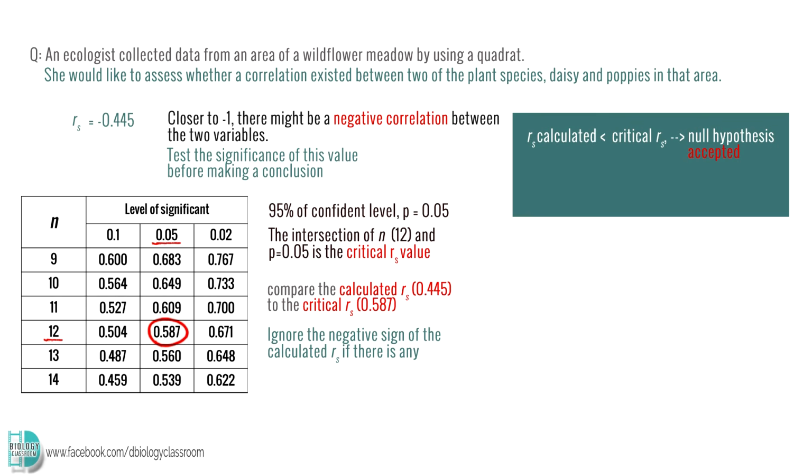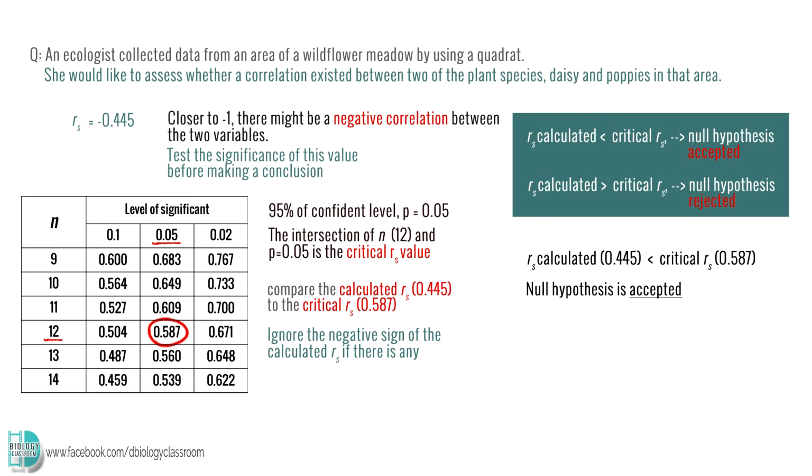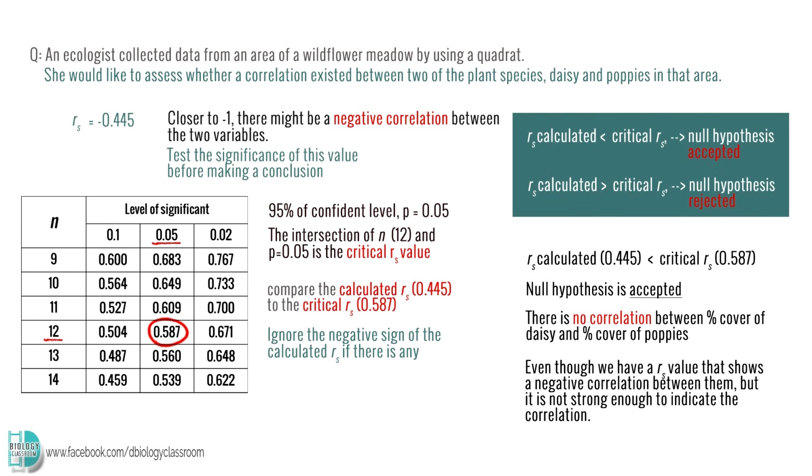If rs calculated is smaller than the critical rs, then the null hypothesis is accepted. If it is the opposite, then the null hypothesis is rejected. In our example, rs calculated is smaller than the critical rs, so the null hypothesis is accepted. There is no correlation between percentage cover of daisy and the percentage cover of poppies. Even though we have an rs value that shows a negative correlation between them, the test of significance shows that this is not strong enough to indicate the correlation.